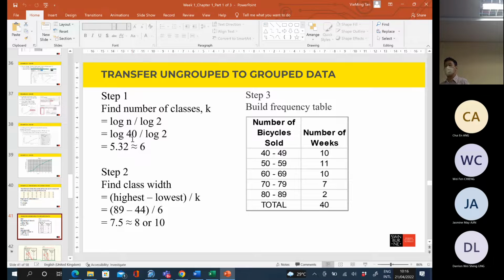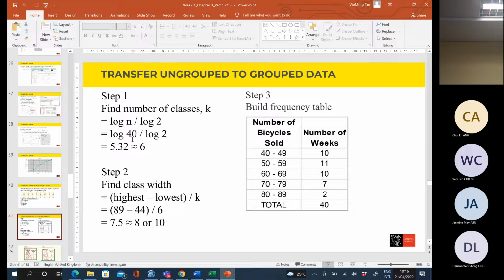Second step is to identify the class size. Class size means class width, meaning how many numbers should be grouped in one class. So what is the formula? The formula uses the highest value from the data minus the lowest value from the data, then divided by k. K means the number of classes that you want.